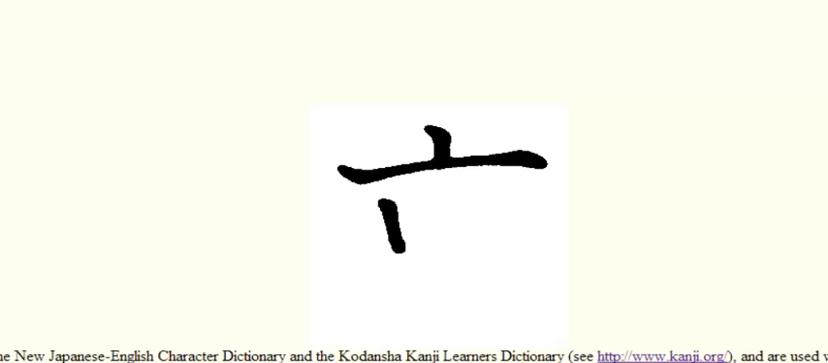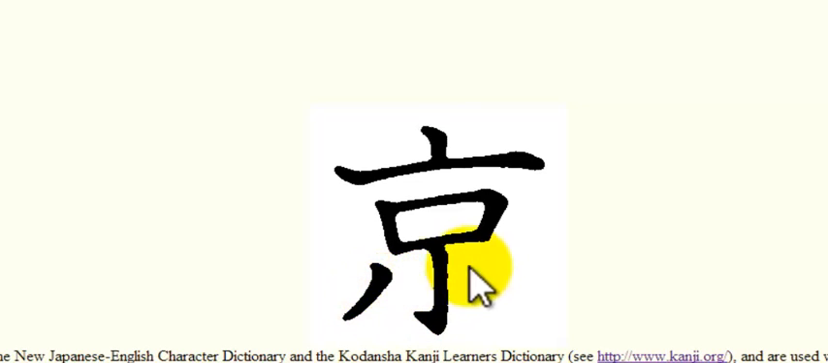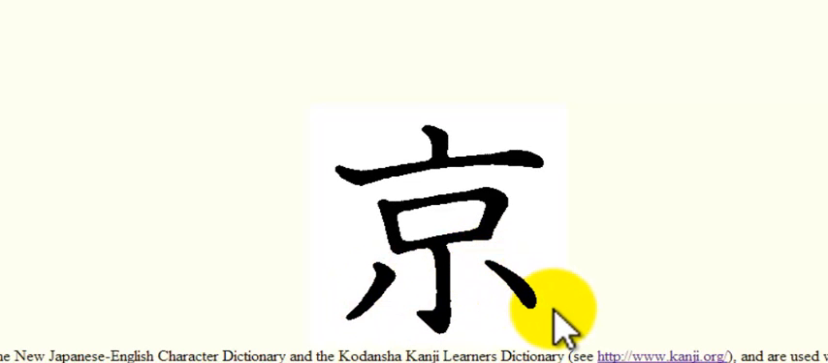And here it is. 1, 2, 3, 4, 5, 6, 7, 8. So it looks just like a Japanese lantern. It's got a lid on top, then it's got a window structure, and then it's got 3 legs to hold it up. And that means capital city, Kyoto.